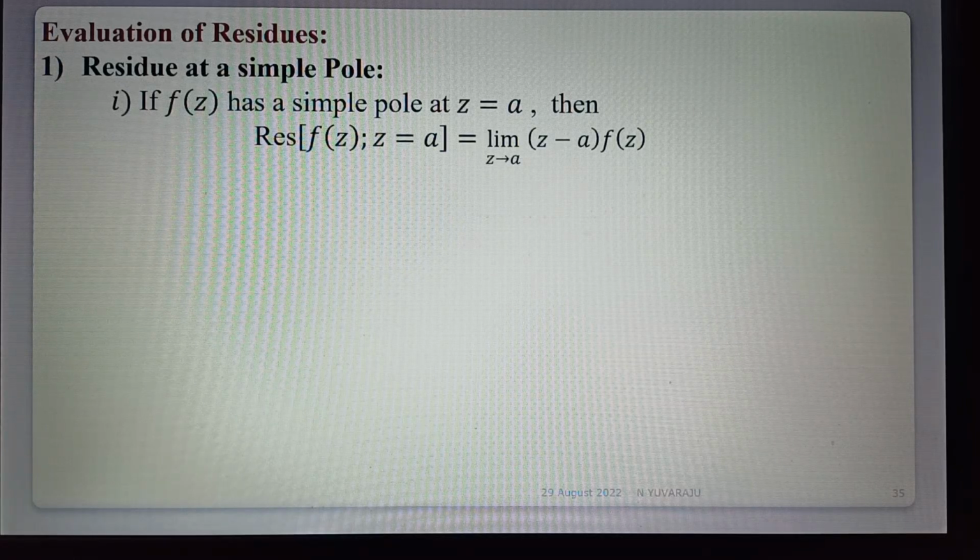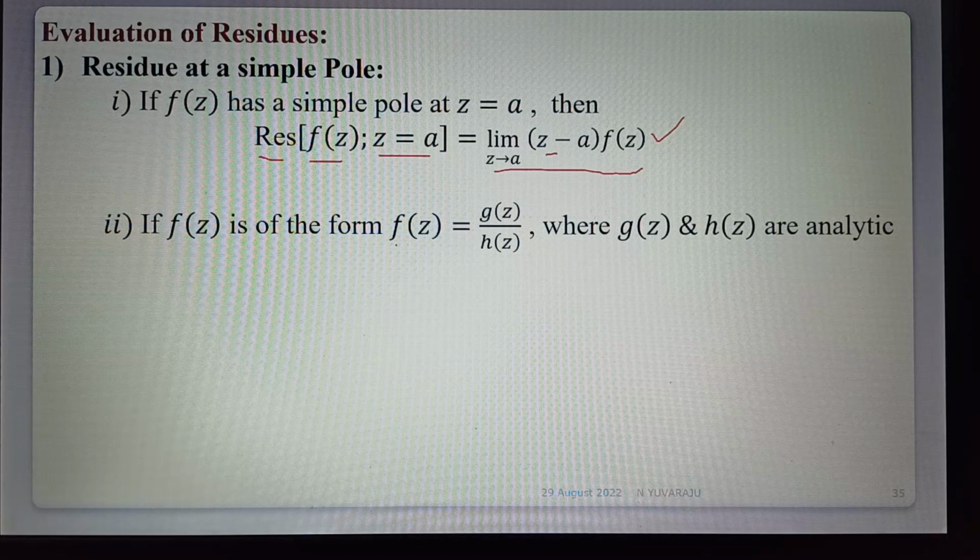The residue of f of z at z is equal to a is given by the formula: limit z tends to a of z minus a into f of z. Here f of z is the given function, and we take the limit. This limit value is called the residue of f of z at the point z is equal to a, when the point is a simple pole.